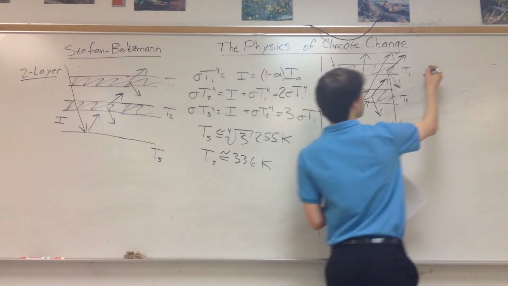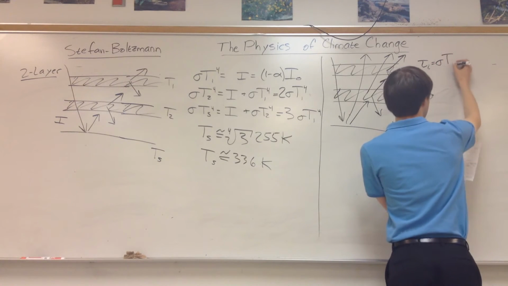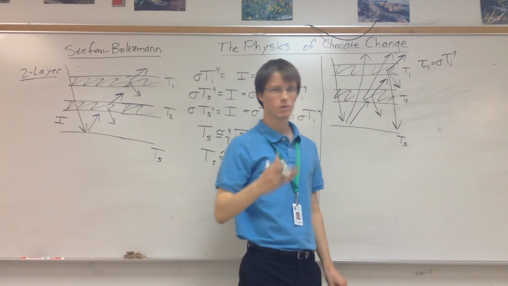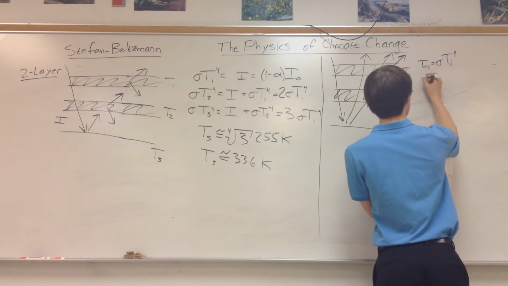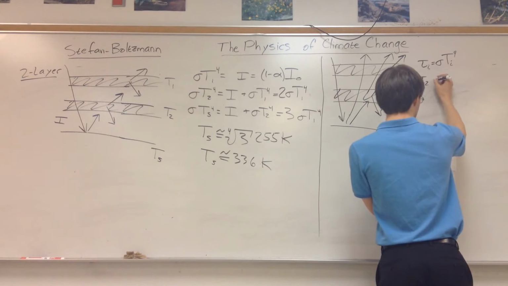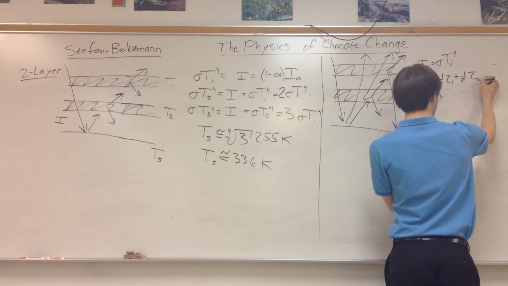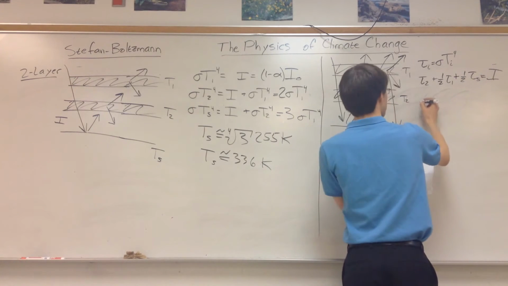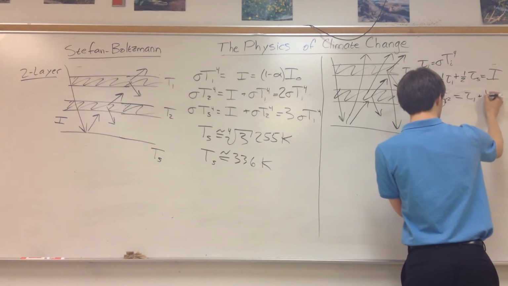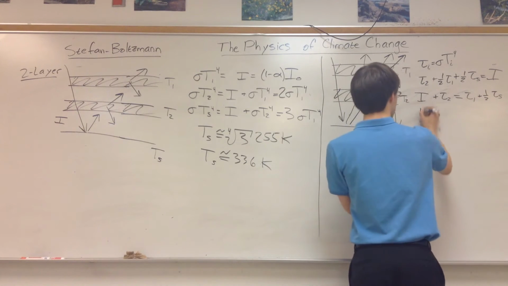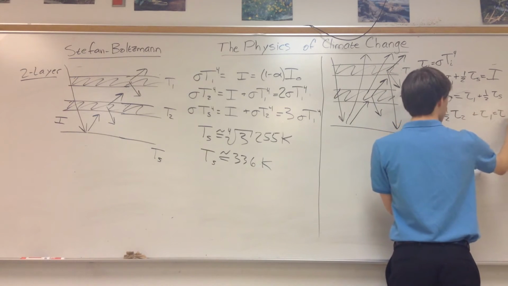What I'm going to do is use the notation that tau sub i is equal to sigma T sub i to the fourth. That way it's easier and quicker to write out the equations. So our equilibrium equations here, if we set this up and look at all the arrows, and you can do this yourself if you like, are: tau 2 plus 1/2 tau 1 plus 1/2 tau s is equal to I. Our second equation is that I plus tau 2 is equal to tau 1 plus 1/2 tau surface, and I plus 1/2 tau 2 plus tau 1 equals tau surface.